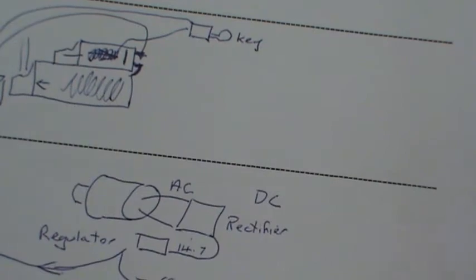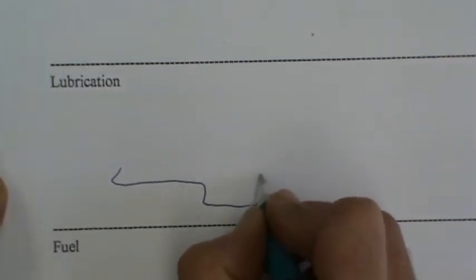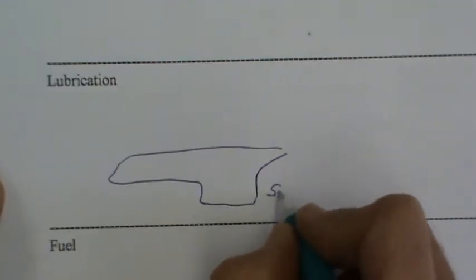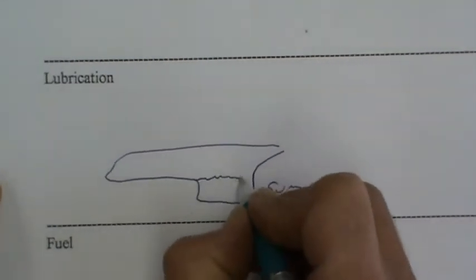Okay, over the page, and we've got a lubrication system. So we need oil, and that's collected in the sump. So there's our sump, full of oil. That's our oil.